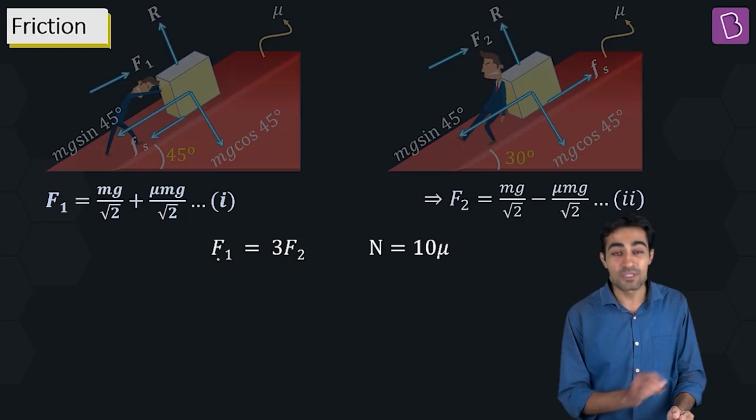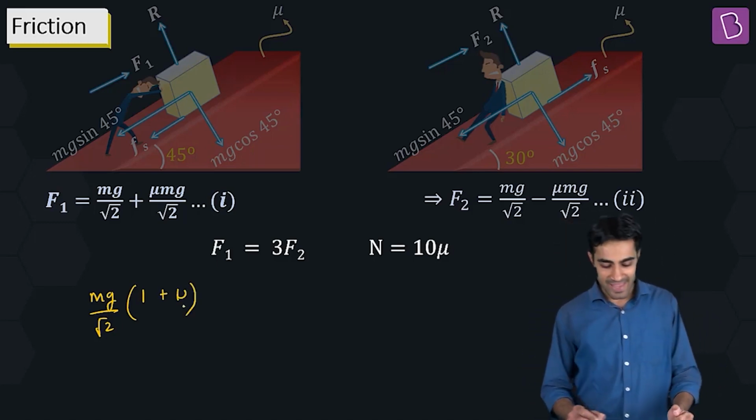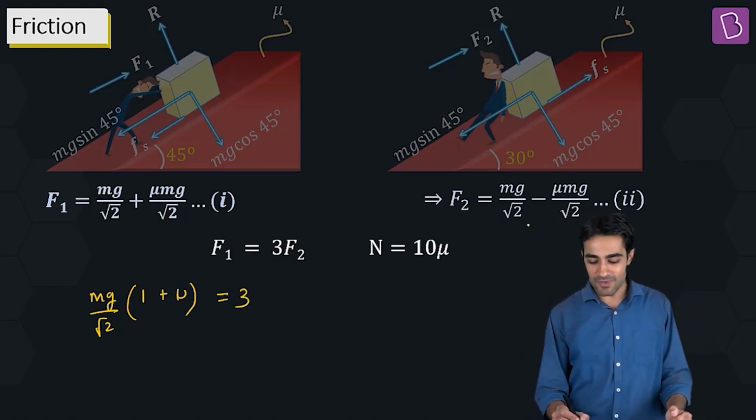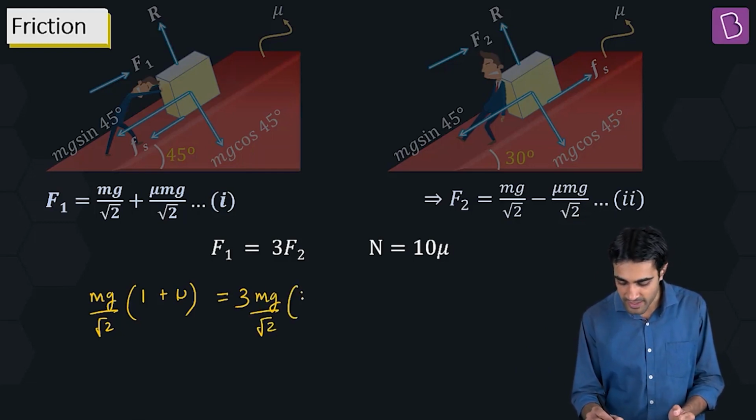So let me just use the value of F1 like this. Mg by root 2, and I take something common. Mg by root 2 was common. So 1 plus mu is in the bracket. This is F1. And on the other side, we have 3 times of F2. Now I will write F2 in this style. I will take something common. Mg by root 2 is common. And the thing which is left is 1 minus mu.